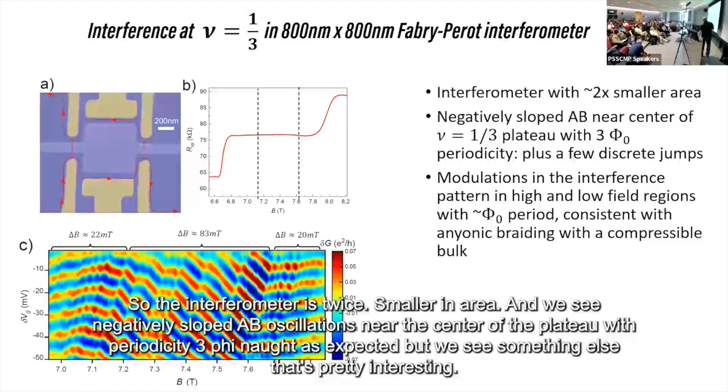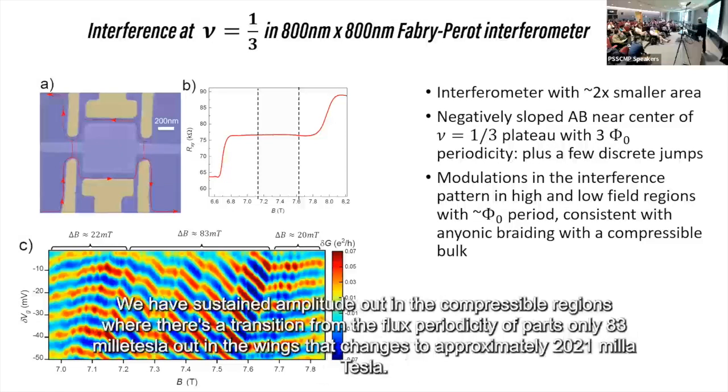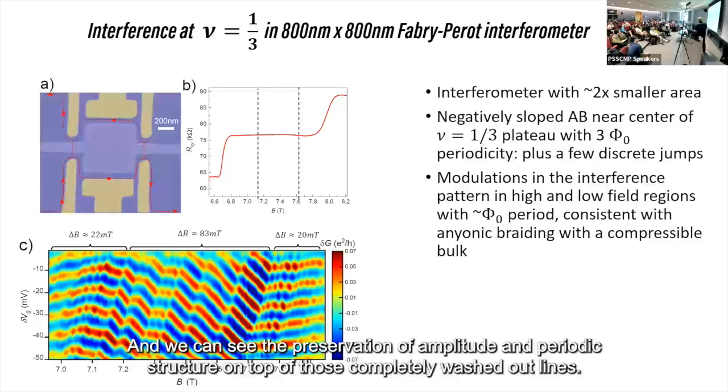And we see negatively sloped AB oscillations near the center of the plateau with periodicity 3 phi naught as expected. But we see something else that's pretty interesting. We have sustained amplitude out in the compressible regions where there's a transition from the flux periodicity of approximately 83 millitesla. Out in the wings, it changes to approximately 21 millitesla.